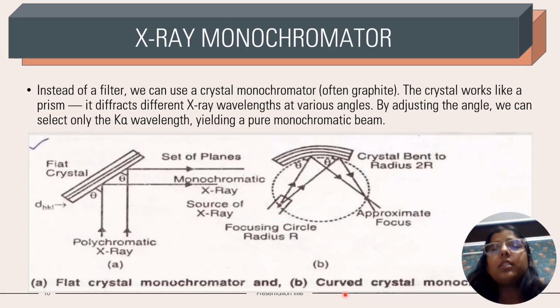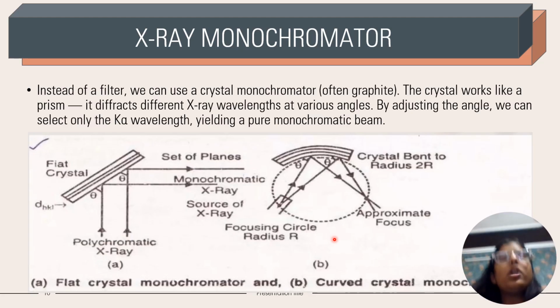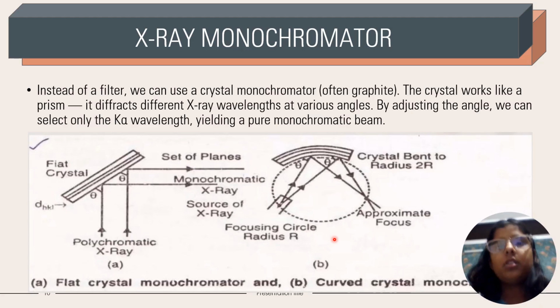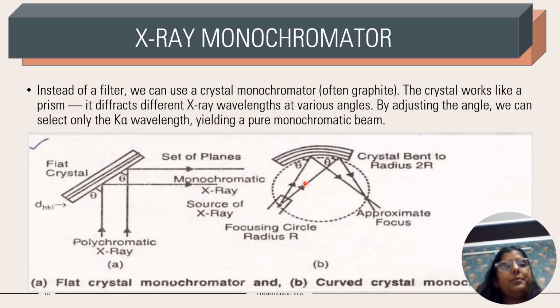Now if we see here the curved crystal monochromator, when you bend the crystal into a certain radius, here shown as 2r, it helps to focus the diffracted rays to a common point called the approximate focus. This setup gives a stronger and more focused monochromatic beam because the curvature helps collect more X-rays over a wider area and bring them together. Basically, it collects more of the X-rays which are incident on it.